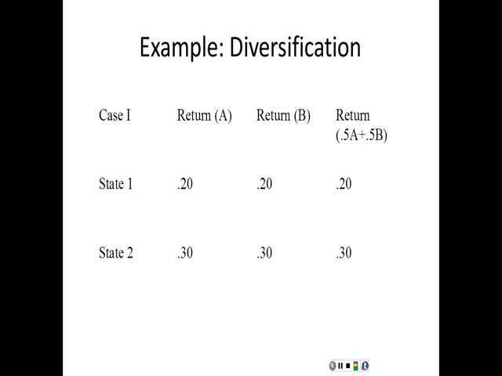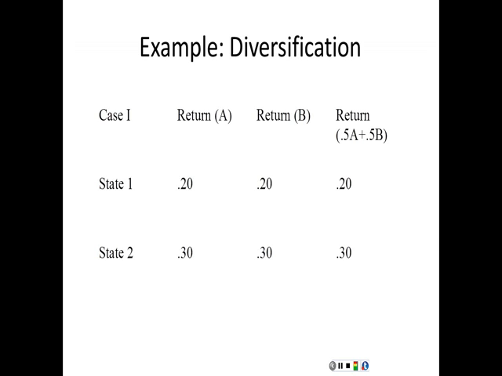Here's a simple example. In case one, we have stock A and B, and we're just putting half our money in each, and there are two states of the world. In state one, things go one way. In state two, there's another result. Here, in state one, both stocks had the same return, 20%. So I guess in a sense, they're both down. In state two, both stocks return 30%. So as you see, they do the same thing each time. So you either get 20% in state one, or you get 30% in state two. Now the average here would just be the average of the two states, so 25%.